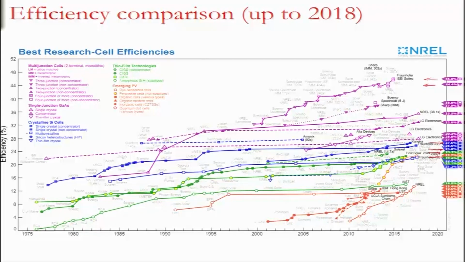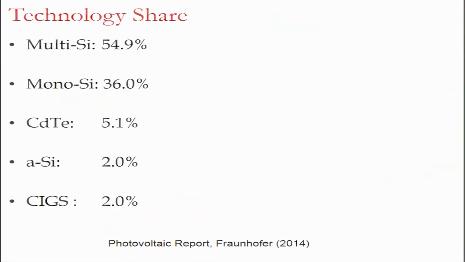Multi-crystalline silicon is this, the blue square, and it stands at about 22% efficiency, which is not bad, considering that the cost of multi-crystalline silicon is lower than single crystal silicon. So, multi-crystalline leads the way because of lower cost as compared to single crystal silicon, with about 55% market share. Mono silicon, which is crystalline single crystal silicon, is about 36%. So, together they have a market of nearly 90%, and the remaining 10% is occupied by cadmium telluride, amorphous silicon 2%, CIGS 2%. Amorphous silicon is now pretty much a closed technology.